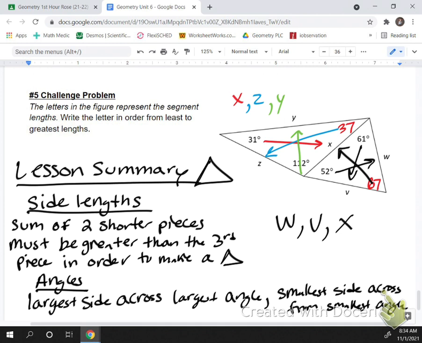Some things that we reviewed today. We reviewed segment notation. How do you write a segment? How do you write an angle? How to use a protractor. All these things that we talked about earlier this year, we used in today's lesson.